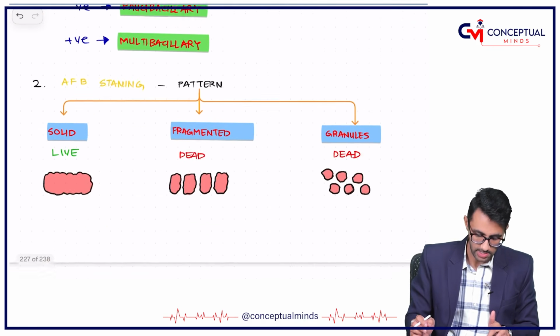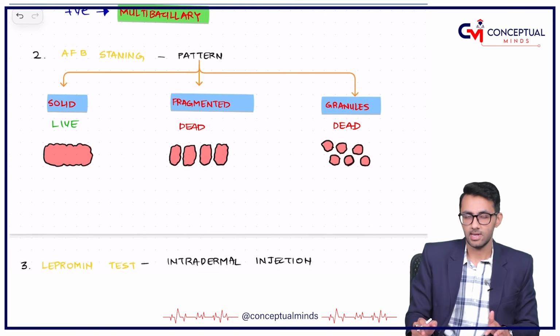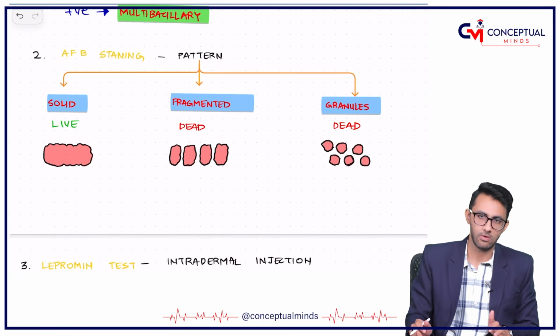How about the next one? That is the AFB staining. We can conclude about the bacterial index and the morphological index. When do we use the morphological index? To calculate the efficacy of the drug. Bacterial index is used to see the bacterial load, which means we are taking into account both the dead and the alive bacteria.